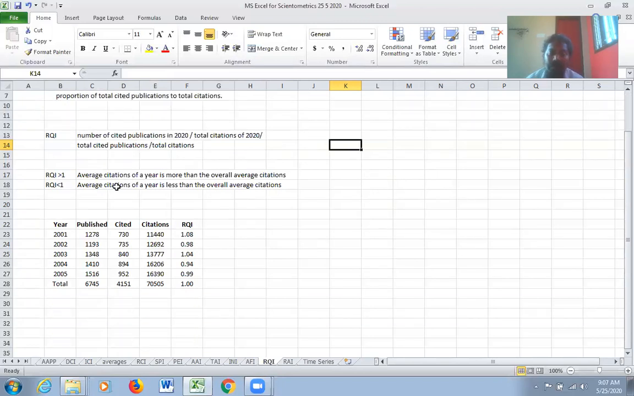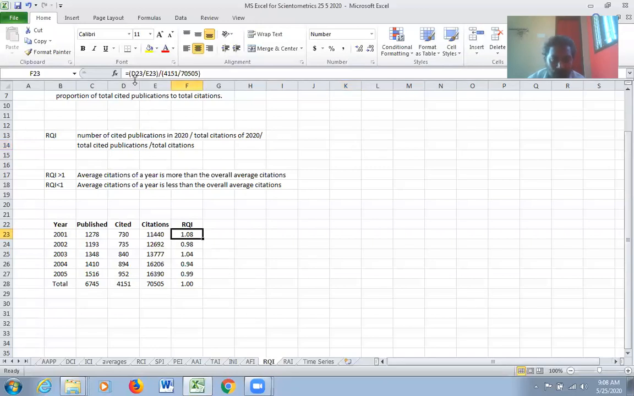What is the formula? Very simple: number of cited publications in 2020 divided by total citations of 2020. That is the first portion of the formula. Total cited publications divided by total citations is the second part of the calculation. So let us see. In 2001, I published 1278 papers, out of which 730 papers were cited. That means the remaining papers were not cited. And these 730 papers together received 11440 citations.